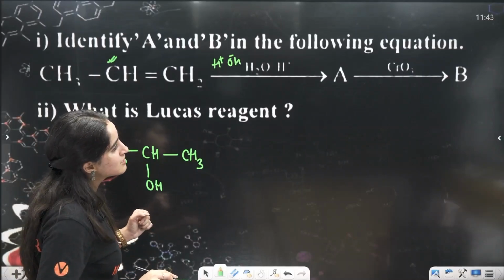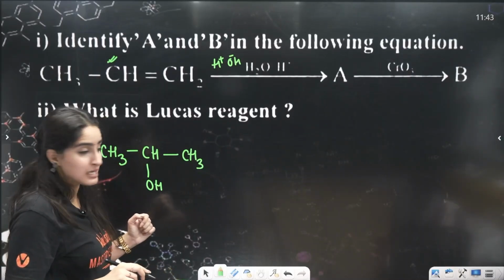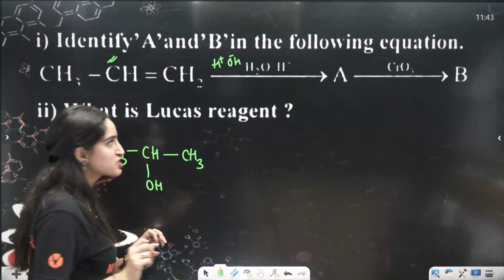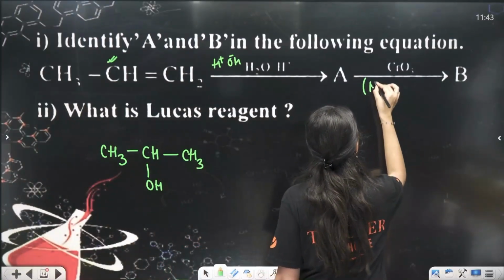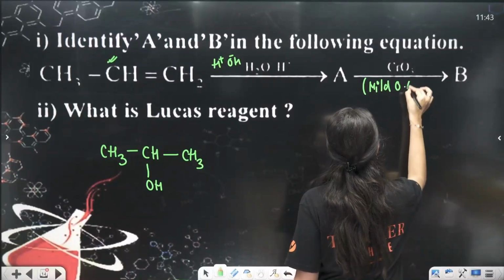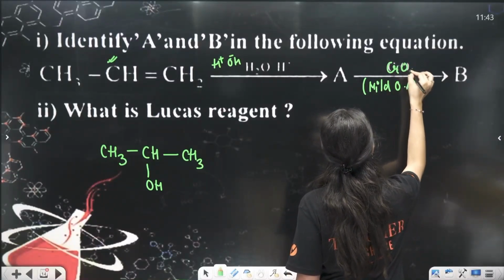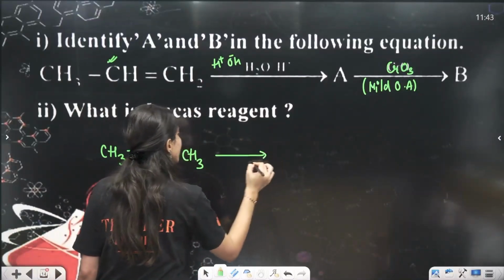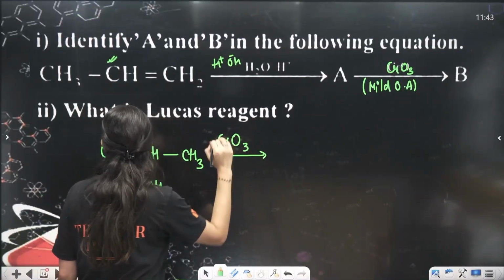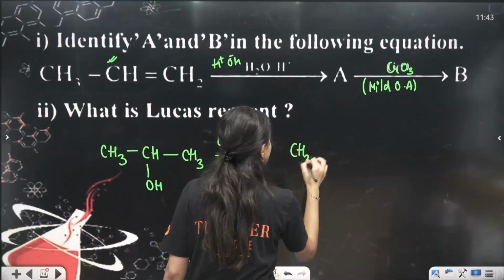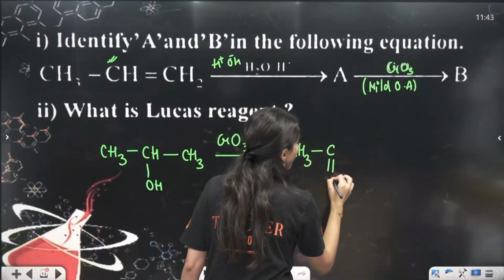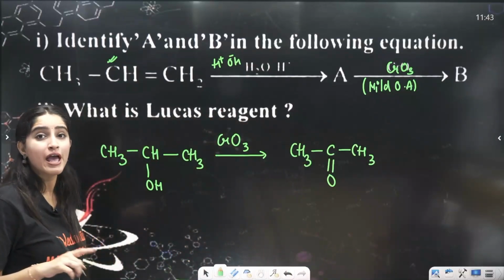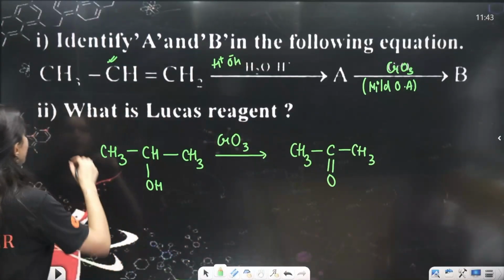Next you are having CrO3, which is a good oxidizing agent, but it's not a very strong oxidizing agent. It's a mild oxidizing agent, right? So it will convert this into CH3C double bond O, and this is your CH3. That is, you will have the formation of acetone here, right? The end product will be acetone.